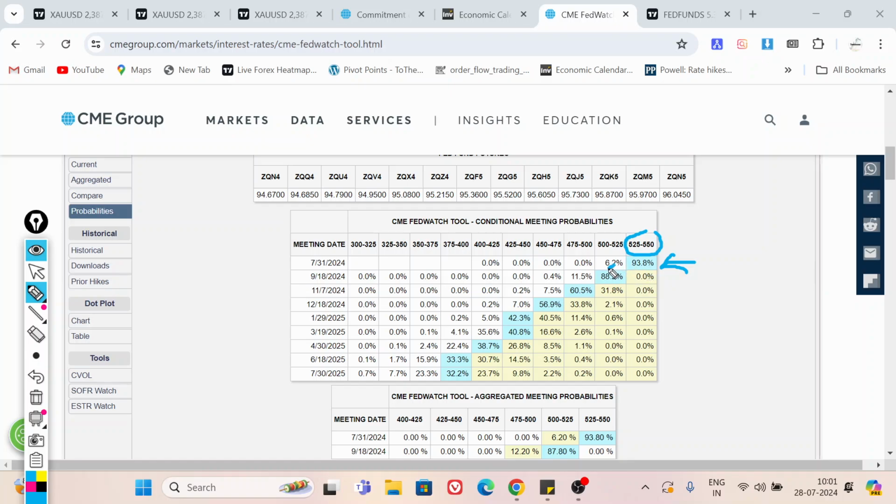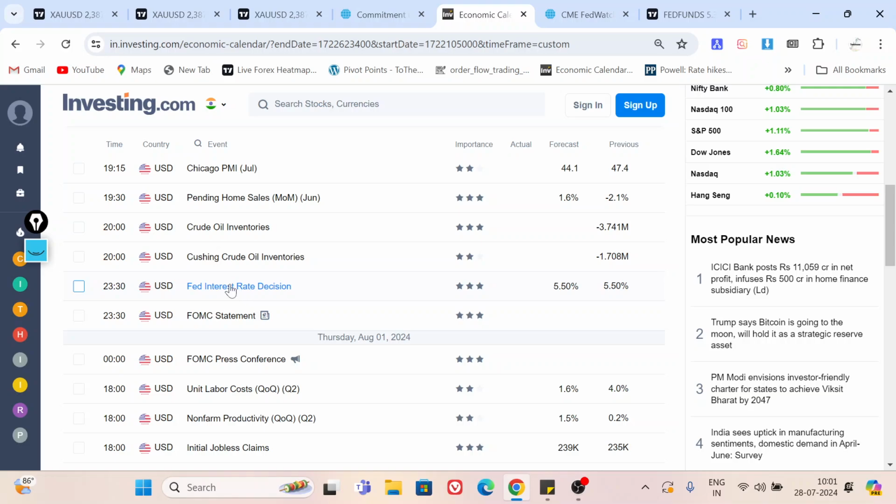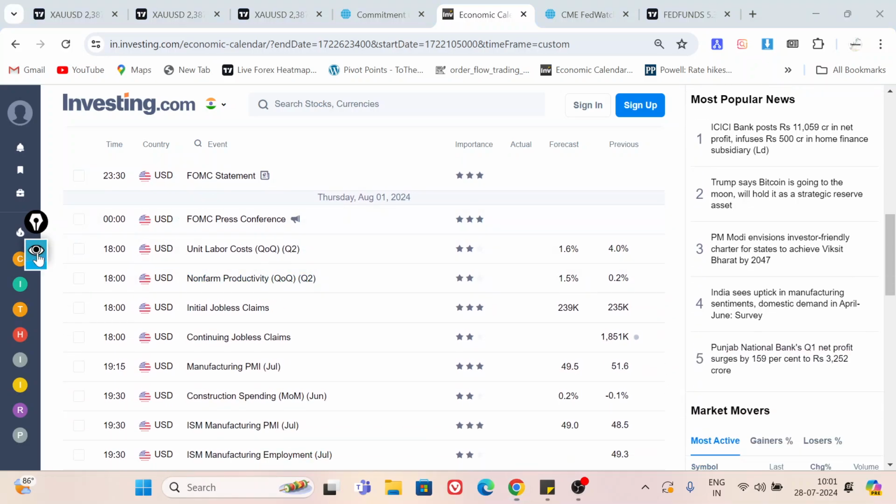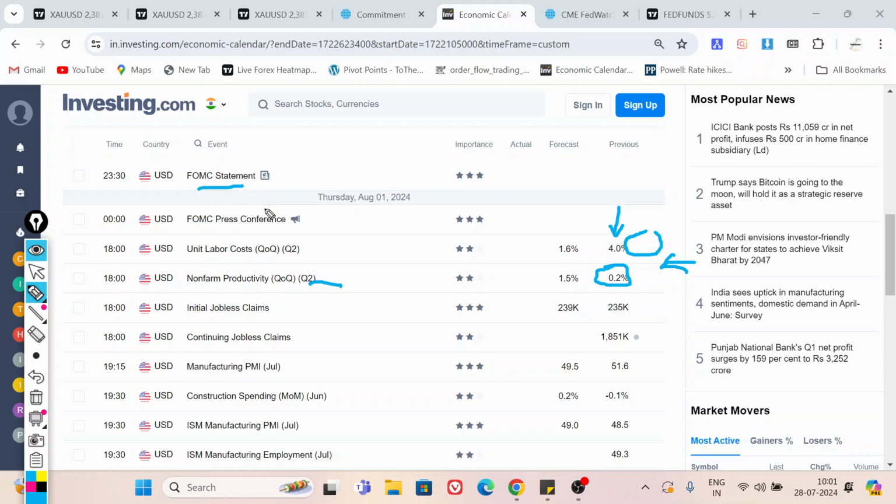But for the September meeting, you can see there is an 88.2% probability that the Fed is going to cut rates. For this particular meeting, there is no change, so we can say there will be no interest rate cut. So this is the important data. Next we have the FOMC statement on Wednesday. It is also going to give us important data for the move on gold. Then the FOMC press conference on Wednesday.